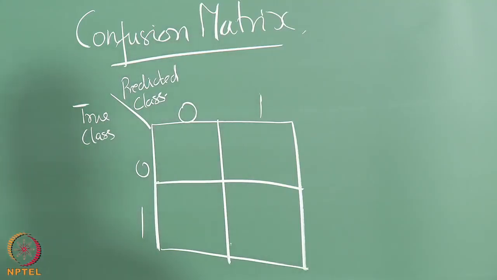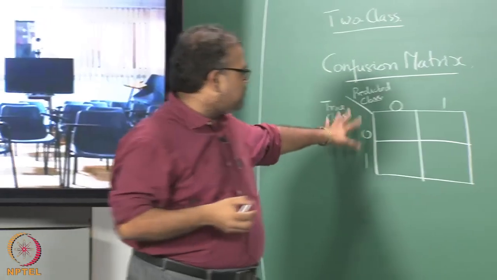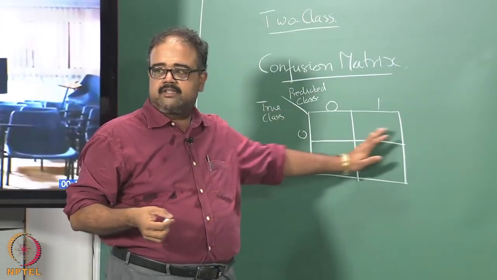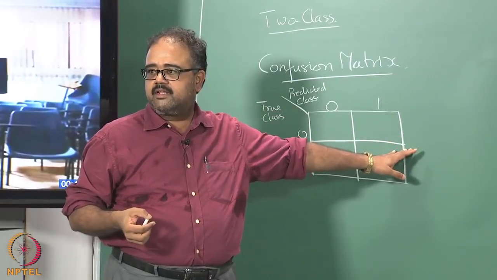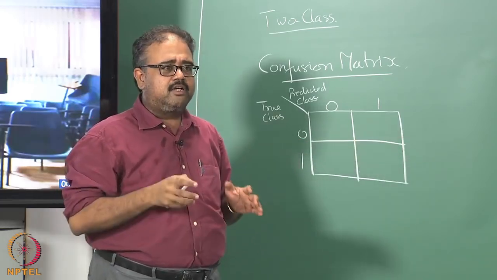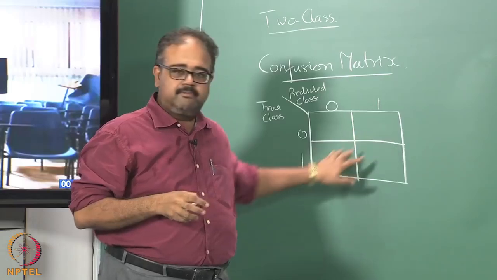Okay. So I said it is a two class problem. Let us say the classes are 0 and 1. So I am going to form this matrix. The true classes are on the rows, the predicted classes are on the columns. It does not matter if you do the transpose of this, as long as you remember the meaning of the numbers that go in here.